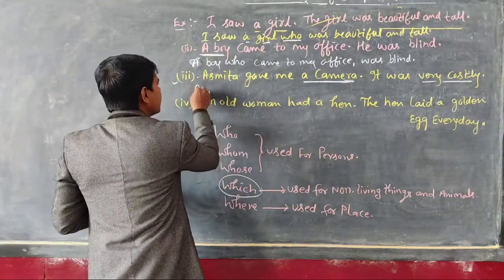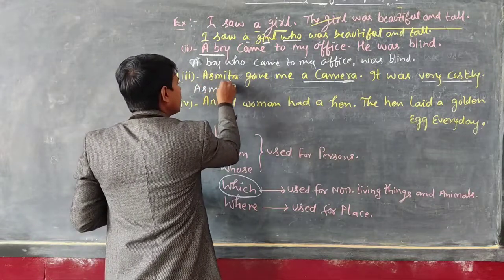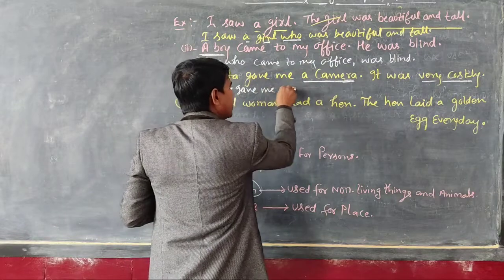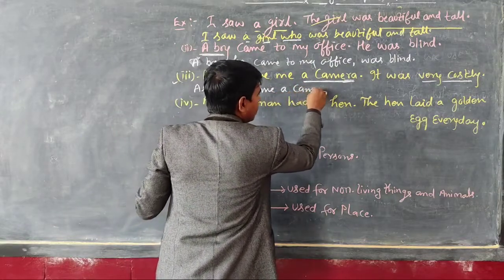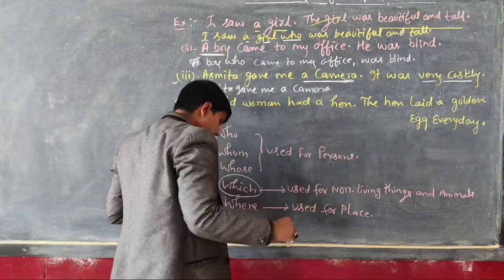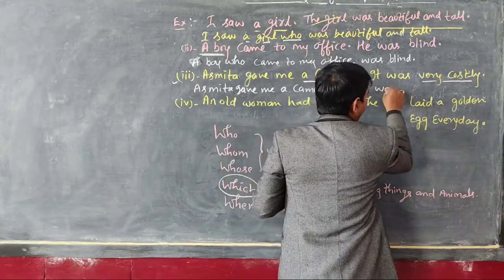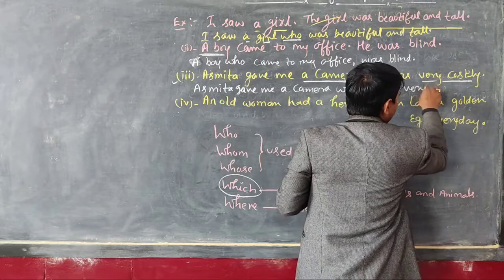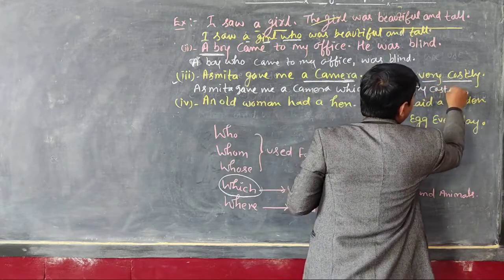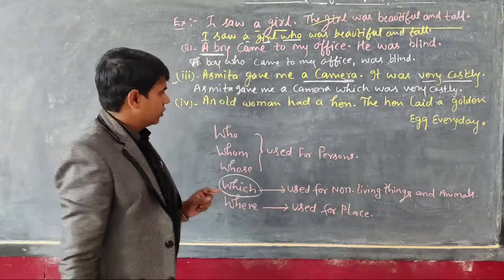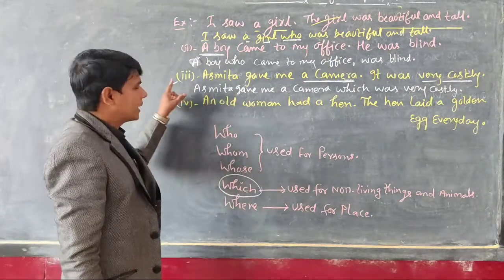So you can say: Asmita gave me a camera, which was very costly. Okay, I hope you have got that point.